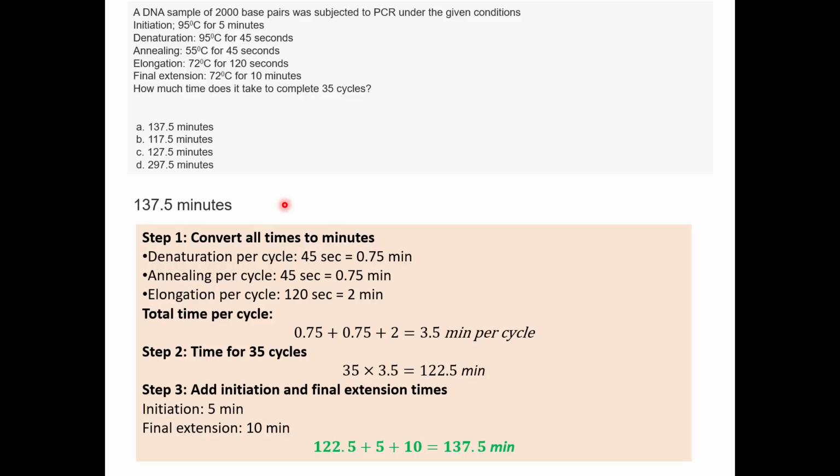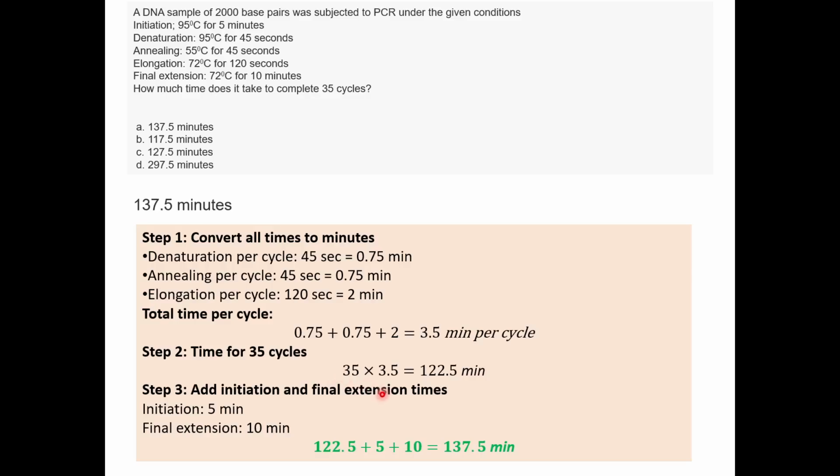We have to calculate. So usually the repeats will be for the cycle that includes the denaturation step, annealing and elongation. First we can convert everything into the same units, so it will be easier. So we can convert all the seconds to minutes. So 45 seconds is 0.75 minutes, and 120 seconds is 2 minutes. So the total time per cycle. These three steps are only involved in the repetitive cycles.